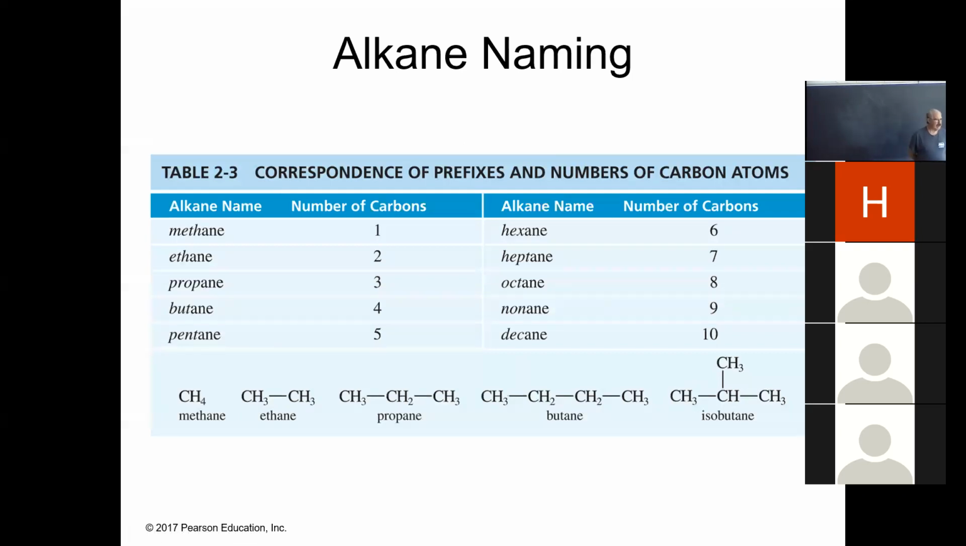Okay, here are the names of the first 10 alkanes, and you'll need to know the names of these. With one carbon, that's CH4, that's methane. 2 carbons is ethane. 3 is propane. Then we have butane, pentane, hexane, heptane, octane, nonane, and decane.